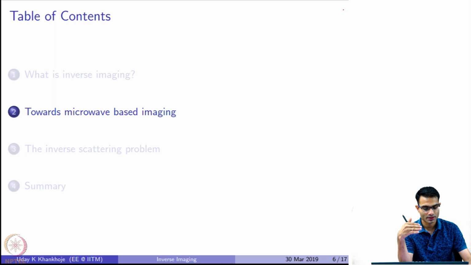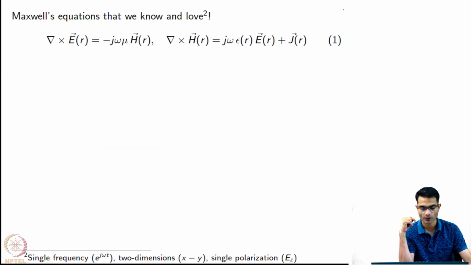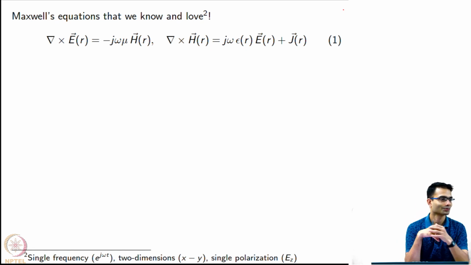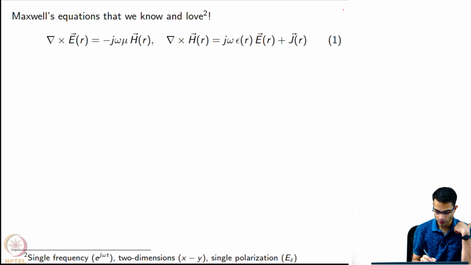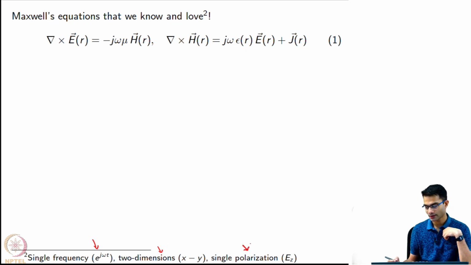Now let's get a little bit more specific. So all the good nice pictures are done, finally we have to come back to Maxwell's equations, right. So we are going to make some simple assumptions. We are going to assume single frequency e to the j omega t, and we will make the problem 2D, and we will take a single polarization Ez.